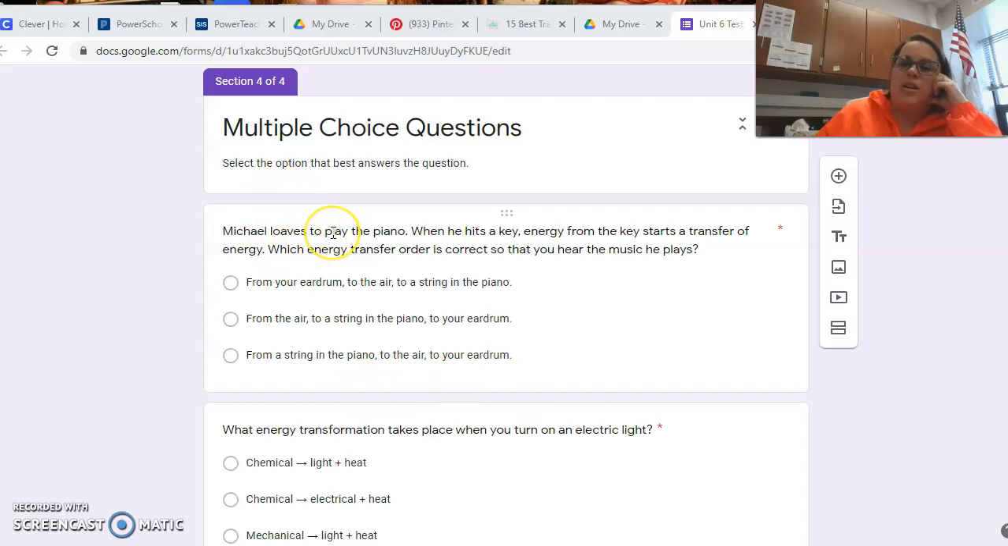Michael loves to play the piano. When he hits a key, energy from the key starts a transfer of energy. Which energy transfer order is correct so that you hear the music he plays? Here you go. From your eardrum to the air to a string in the piano. From the air to a string in the piano to your eardrum. From a string in the piano to the air to your eardrum. Which is the correct order if he strikes the key to get that sound from the piano so you can hear it?